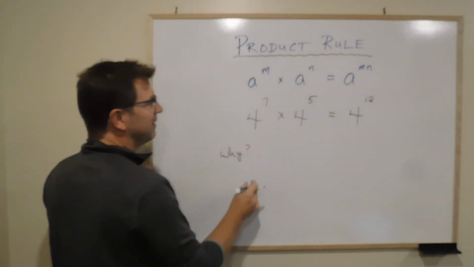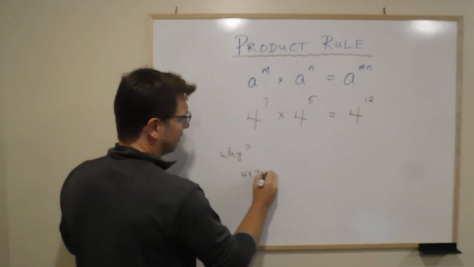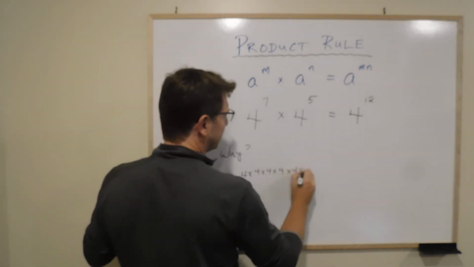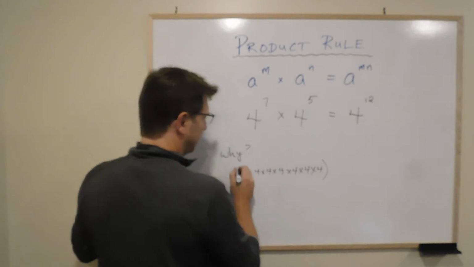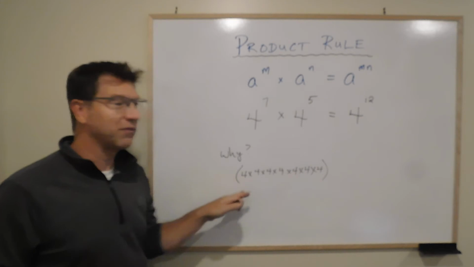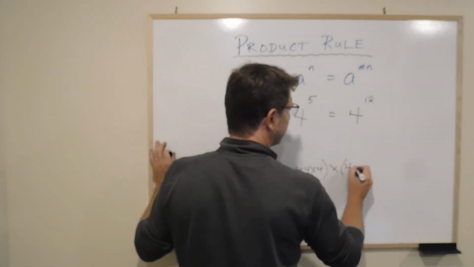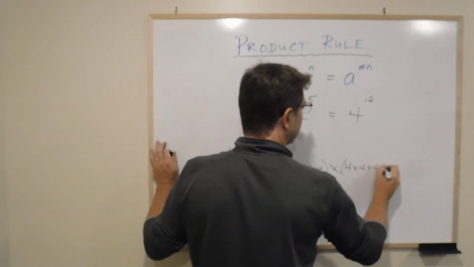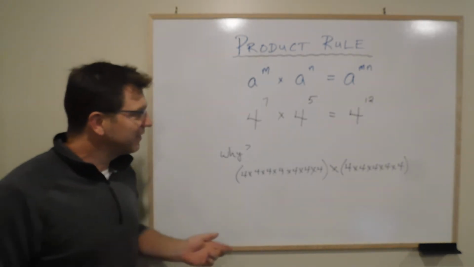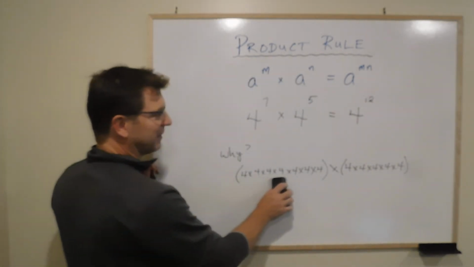Why? Really, because 4 to the exponent 7 is 4... I should have used smaller ones. 1, 2, 3, 4, 5, 6, 7. So 4 to the exponent 7 really means 4 times 4 times 4 times 4 times 4 times 4 times 4, 7 fourths. And 4 to the 5 has 5 fourths, okay?